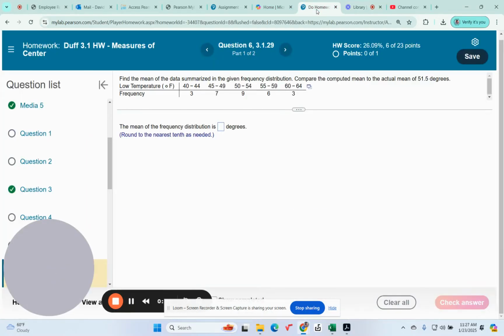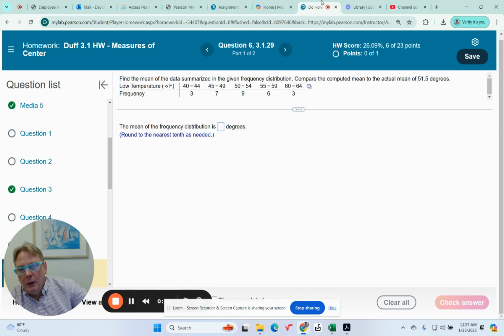All right, so let's take a look at question number 6 from homework 3.1. This one's a little bit different. So this is find the mean of the data summarized in the given frequency distribution. Compare the computed mean to the actual mean of 51.5 degrees.